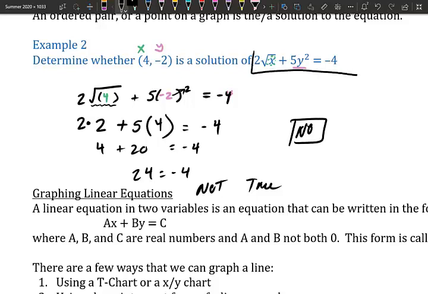So if I were to graph this equation, which later on in college algebra and stuff like that, you will learn to graph stuff like this, this point would not be on the graph of the equation.